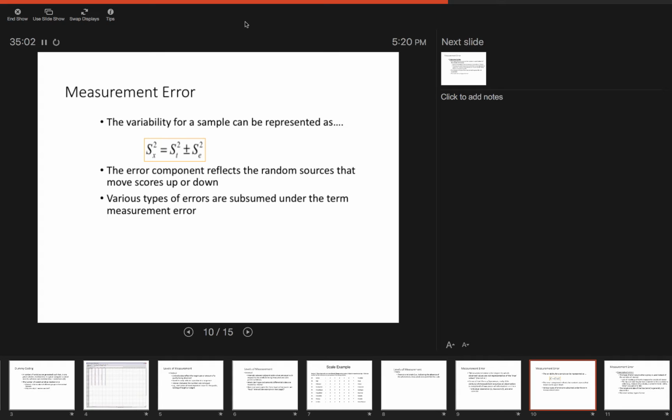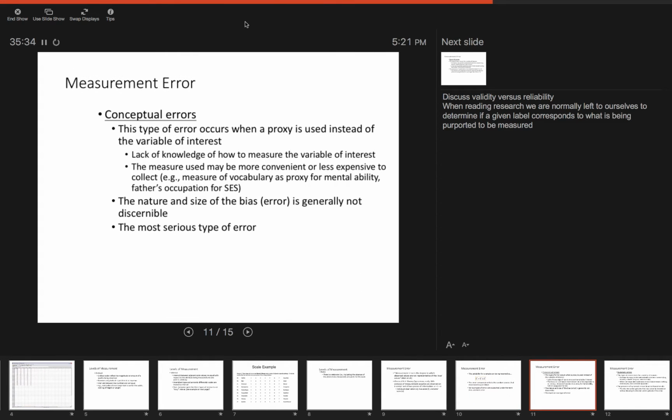This is just if we wanted to represent that in terms of variability. The formula is the same. We have X, which is the variability that we captured, and then we have T, which is the true variability, which we don't know, plus or minus some error variance, again, that we don't know. And we can think about the error term and think about what some of those errors might be. It might be a conceptual error where we use some proxy instead of the variable of interest.